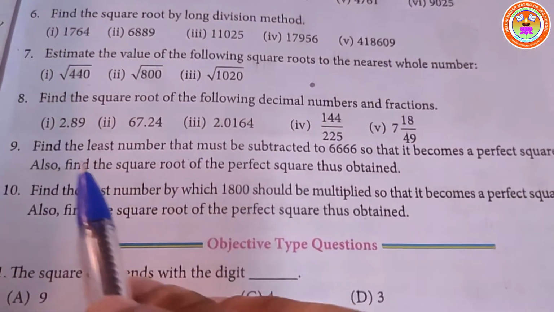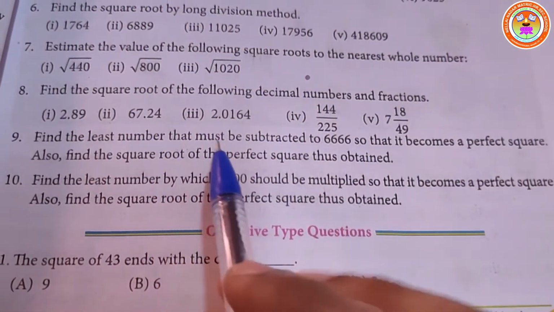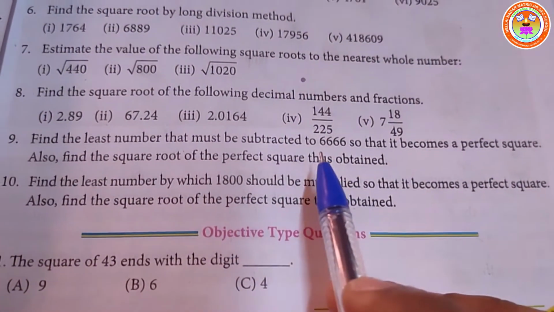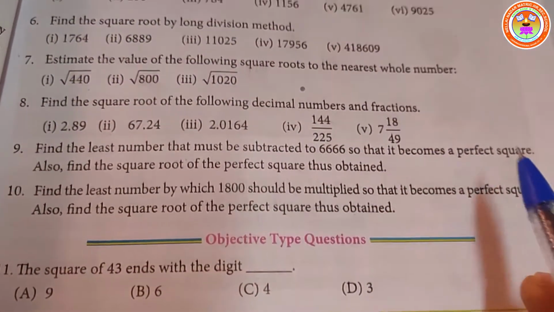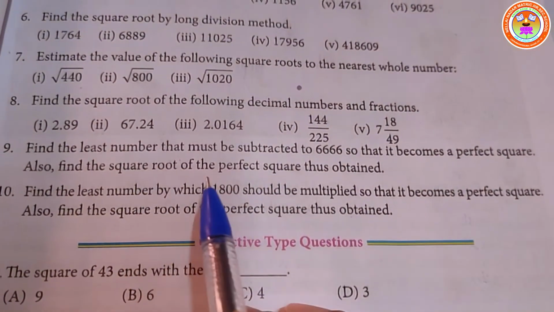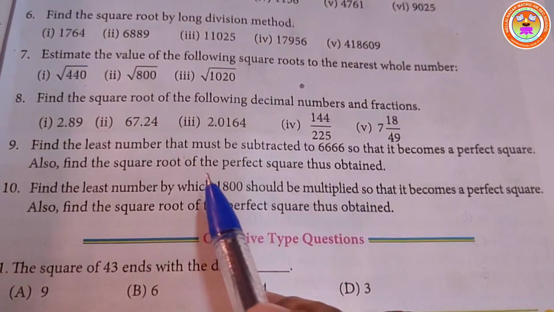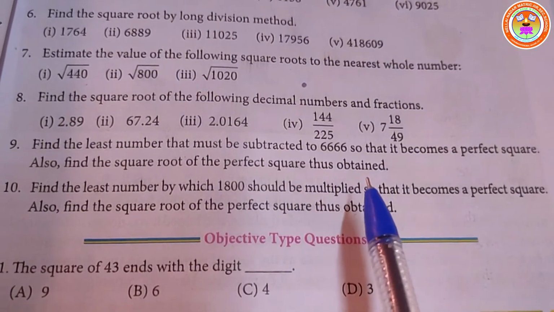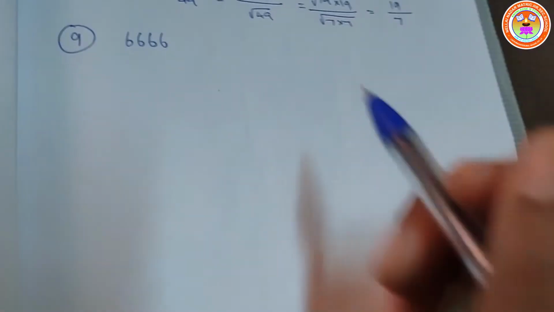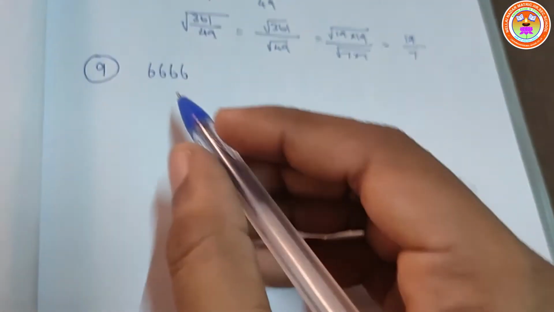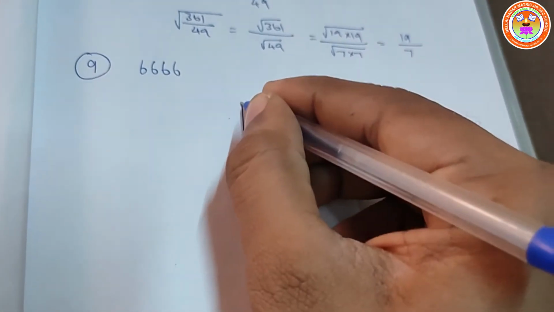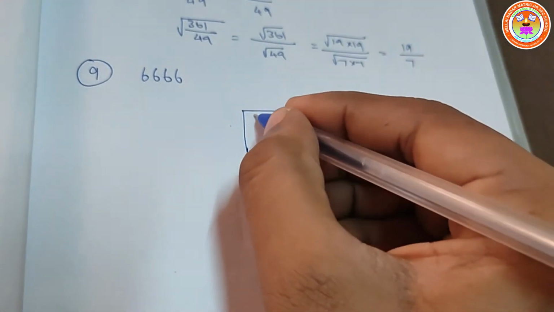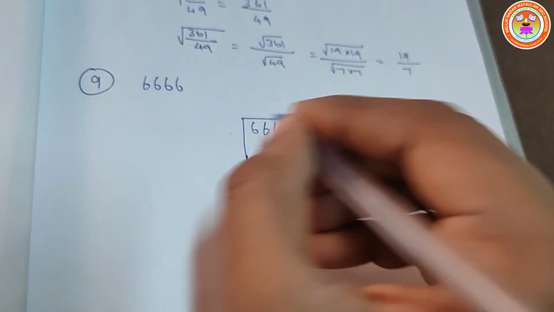Ninth question: find the least number that should be subtracted from 6666 so that it becomes a perfect square, and also find the square root of the perfect square thus obtained. For that you take 6666 and find the square root by the long division method.